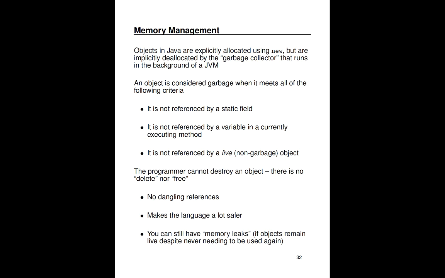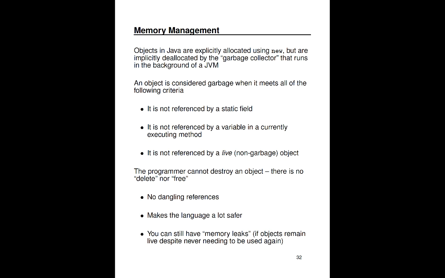There is a process that runs in the background of the JVM called the garbage collector, which will look for objects that have become garbage and delete them to free up memory for use by other objects. So an object is considered to be garbage when it meets a bunch of criteria. First of all, the object is not referenced by a static field. Objects in static fields stay around as long as the class stays around, and the class stays around essentially forever.